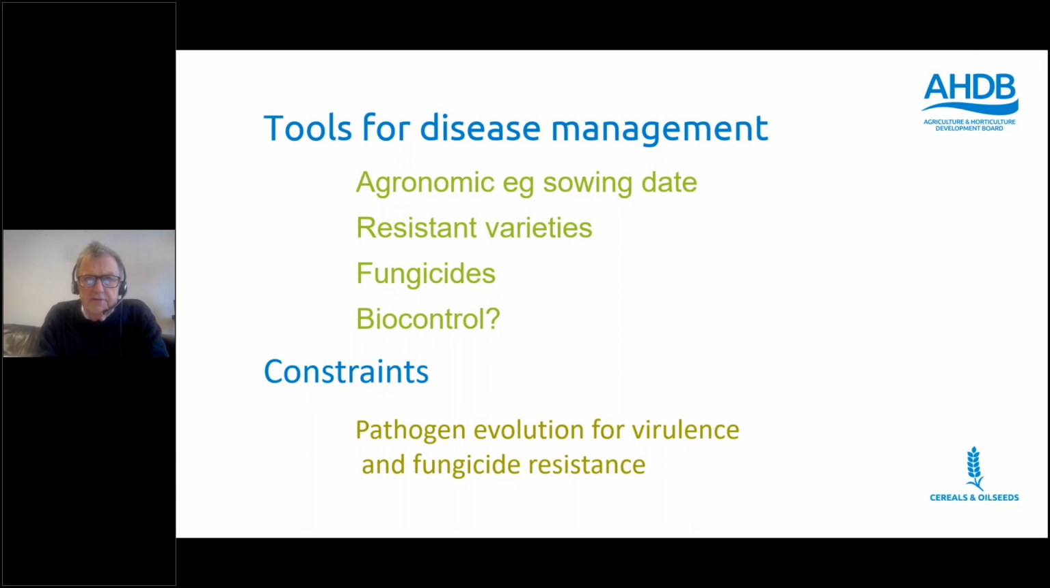And importantly, there are, of course, some constraints. We've got good tools, but there are constraints. And the main one is that pathogens are a moving target. They evolve over time for both virulence towards different varieties and, of course, towards the fungicides we use, resistance. And one of our talks will be dealing with that topic in particular. Next slide, please.